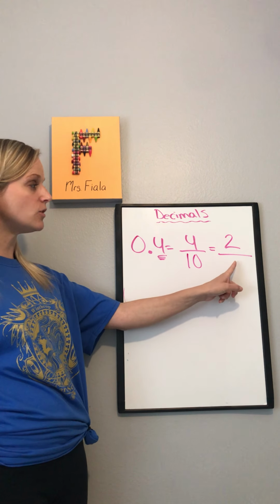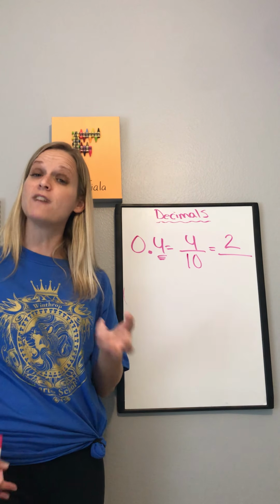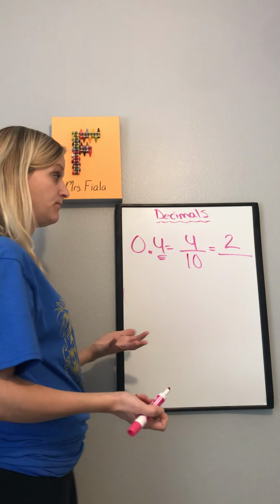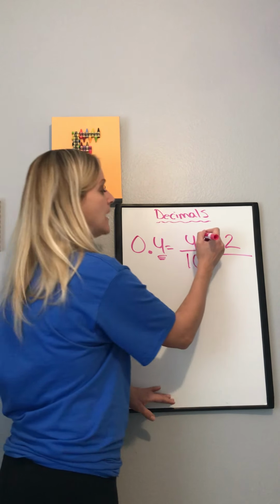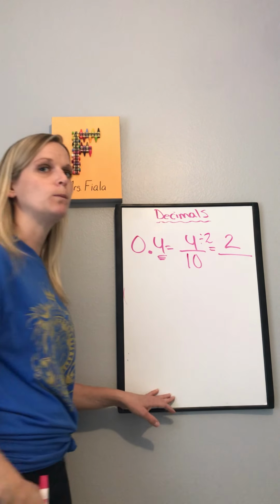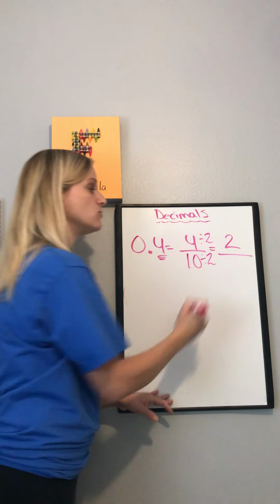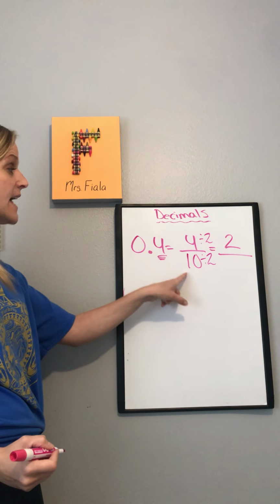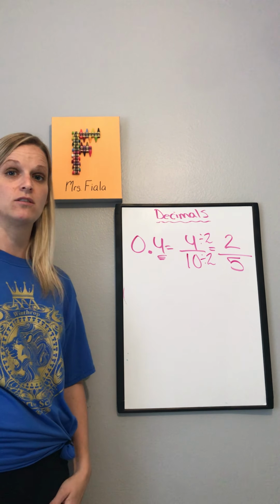What they are wanting you to do is simplify your fraction or find an equivalent fraction. So how did I get from 4 to 2? I divided by 2. 4 divided by 2 is 2. Whatever I do to the top, I do to the bottom. So 10 divided by 2 is 5. And there's that answer. Okay?